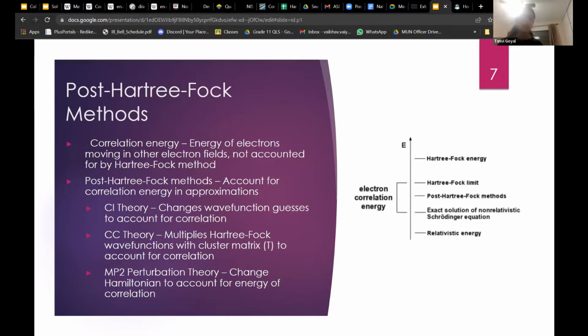Different theories are used for different methods. The CI theory, otherwise known as configuration interaction theory, accounts for correlation energy by changing the wave function guesses to account for correlation. The CC theory, otherwise known as coupled cluster theory, multiplies the Hartree-Fock wave function with cluster matrix T to account for correlation. And MP2, known as Møller-Plesset perturbation theory, changes the Hamiltonian to account for the energy of correlation.